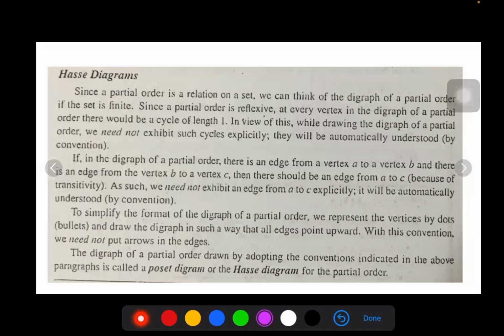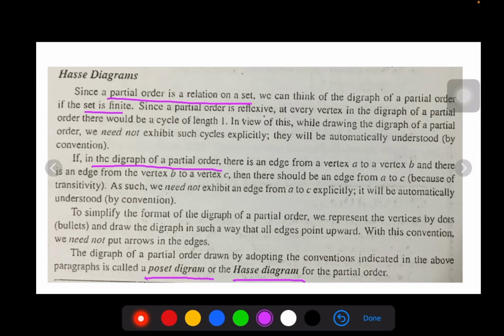So with that, we are moving on to the Hasse diagram. Since a partial order is a relation on a set A, we can think of a diagram of the partial order if the set is finite. The Hasse diagram is a directed graph of the partial order. For the simplicity of the diagram, a few conventions are followed. That diagram is also called a poset diagram or Hasse diagram.